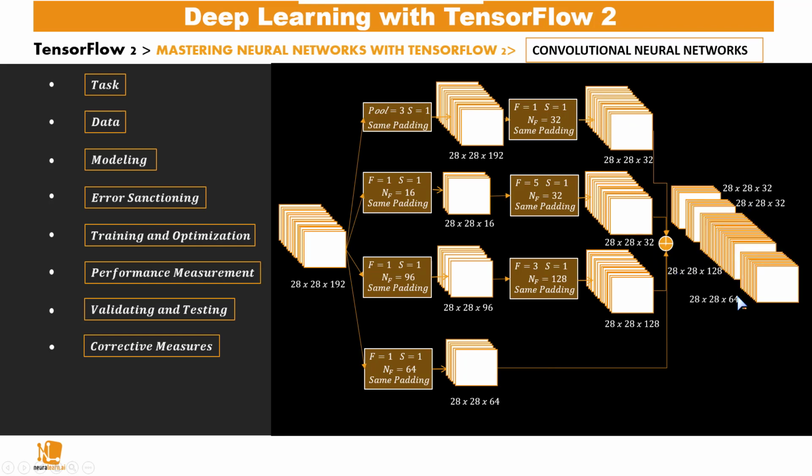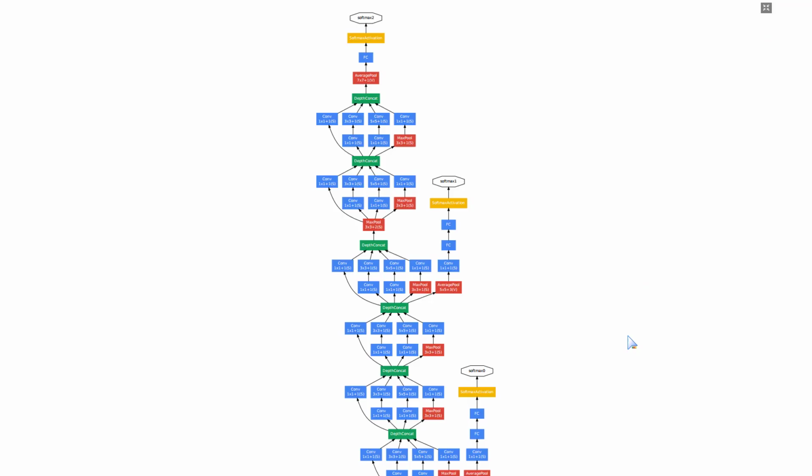Now this is exactly how the concatenated output looks. You find that this one, which is 28 by 28 by 32, is this, and then the next 28 by 28 by 32 is this, then the next, which is 28 by 28 by 128, is this, and then this other 28 by 28 by 64, and this gives us a 28 by 28 by 256 output, since all these different outputs are concatenated together.